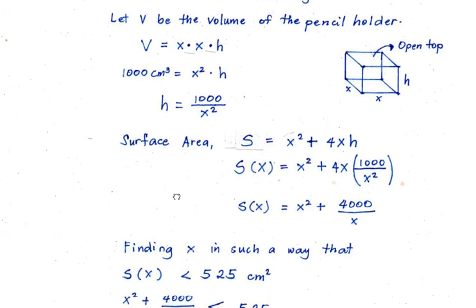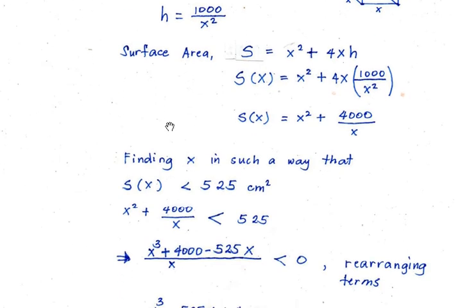Now for the surface area, the given in the problem is S squared plus 4S times H. But in our case, let's use x. So in terms of x, the surface area function S of x equals x squared plus 4 times x times the height, which is 1,000 over x squared. Simplifying this rational expression, we have x squared plus, the x in the numerator of the second term will cancel out with one x in the denominator. So that becomes 4 times 1,000, or 4,000, all over x.